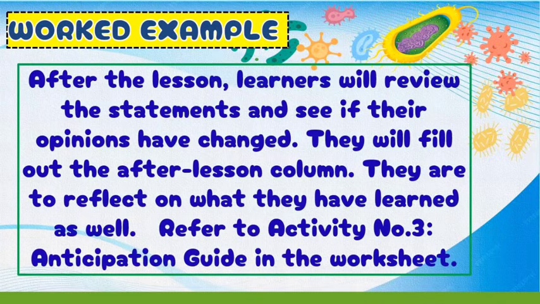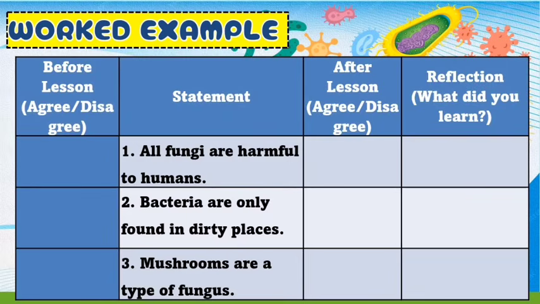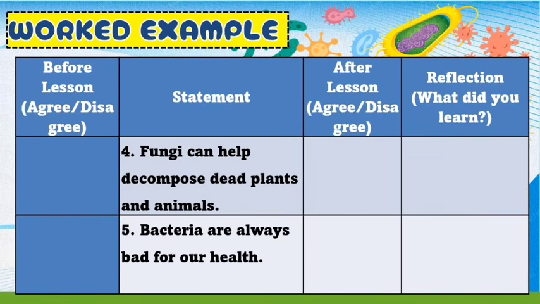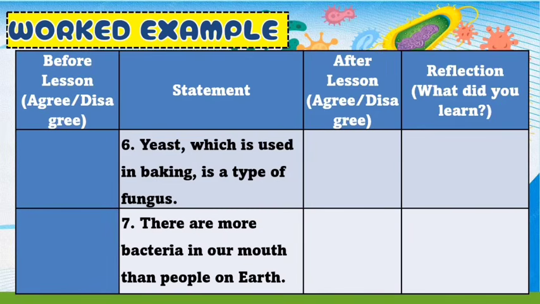Work example. After the lesson, learners will review the statement and see if their opinions have changed. They will fill out the after lesson column. They are to reflect on what they have learned as well. Refer to activity number 3, anticipation guide, in the worksheet. So we have this worksheet, the column before lesson, agree, and then the statement. Then what have you learned? After learning all those, what are the lessons? And then reflection, or what did you learn? So this statement is from 1 to 10.